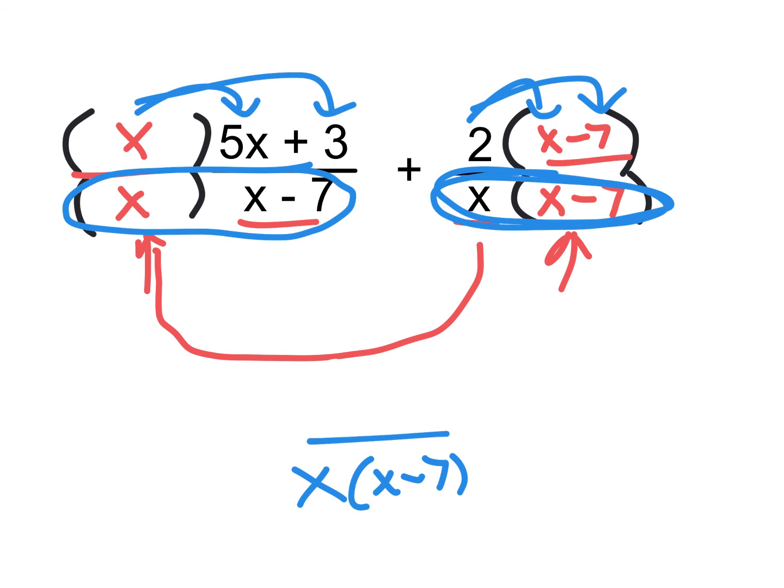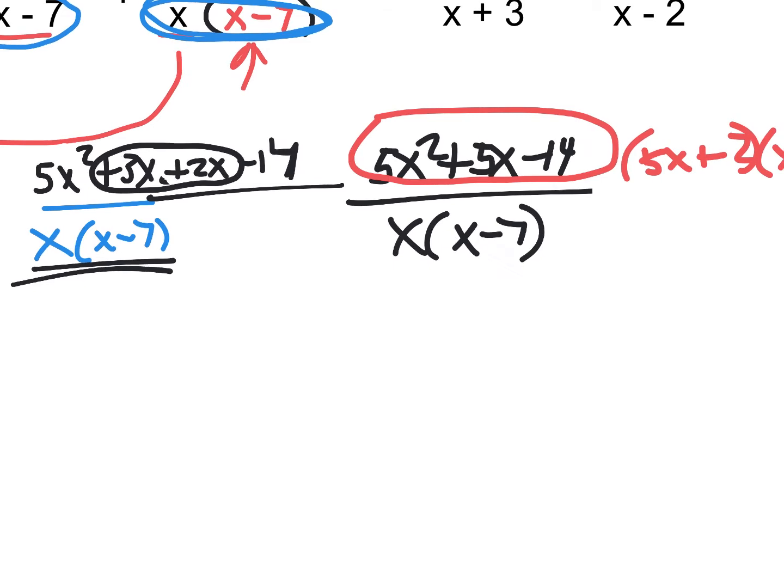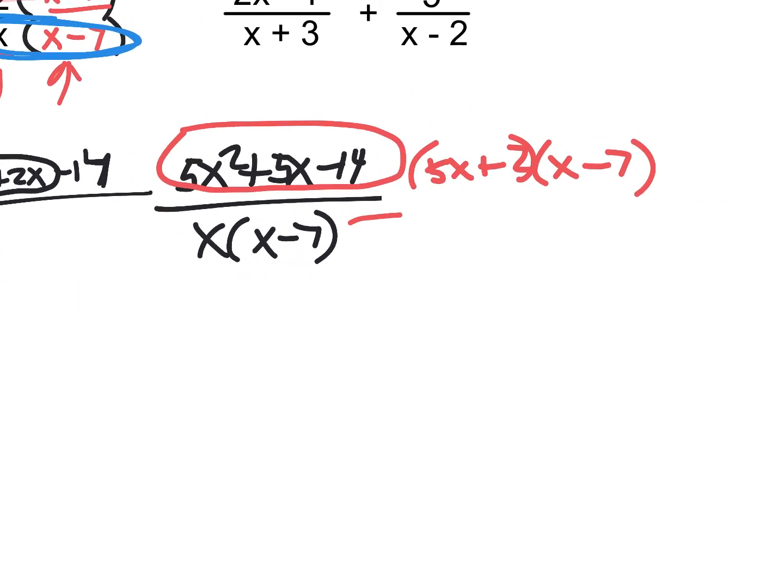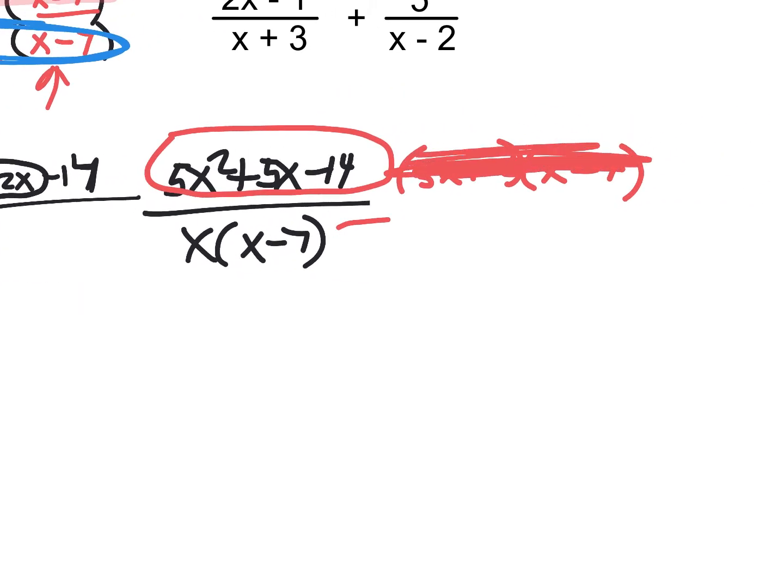I'm going to pause for a second while you give this a shot. You're multiplying the top out, and you're going to put it right here. So the final answer on this one was 5x squared plus 5x minus 14, all over x minus 7. We tried to factor it here, but it didn't work. So it was worth a try.